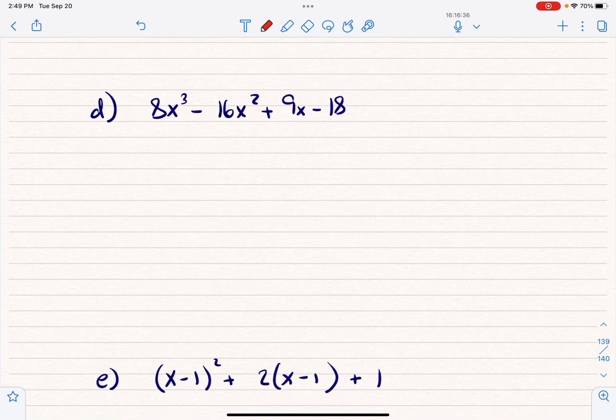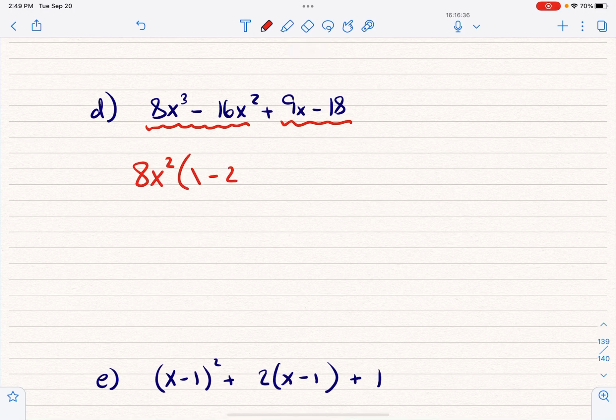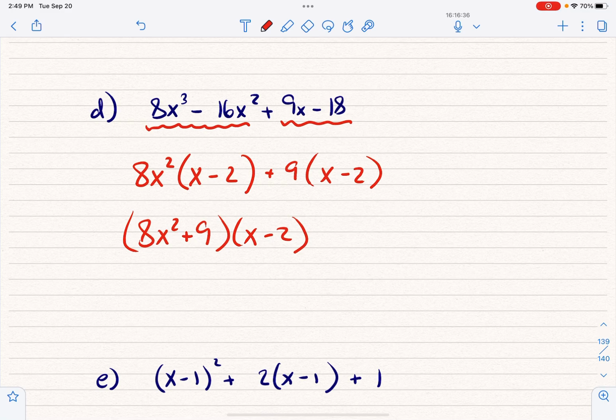All right, this one is the exact same thing. It's just the first step's already been done for you. You factor by grouping. You factor these two and you factor these two. Out of the first two, I can take an 8x squared, which leaves me with x minus 2. That's supposed to be an x. And out of the second one, I can take out a 9, which leaves me with x minus 2. And then I go, okay, so this is 8x squared plus 9 times x minus 2.